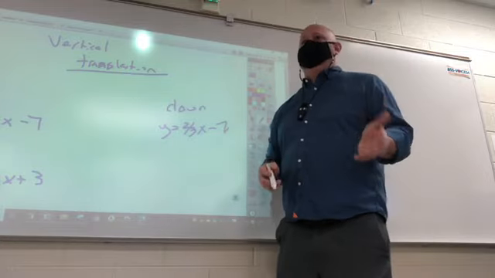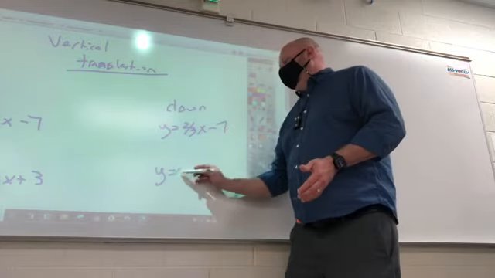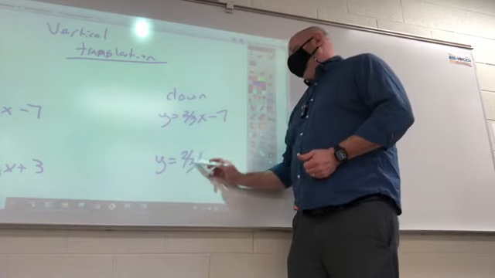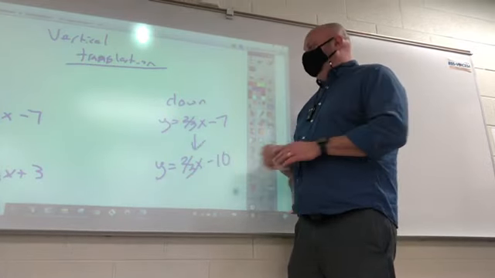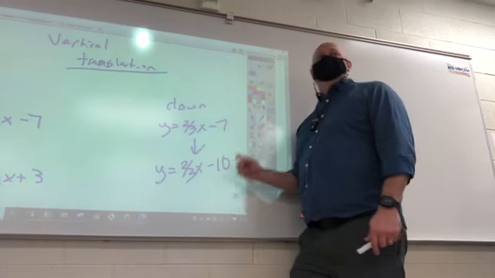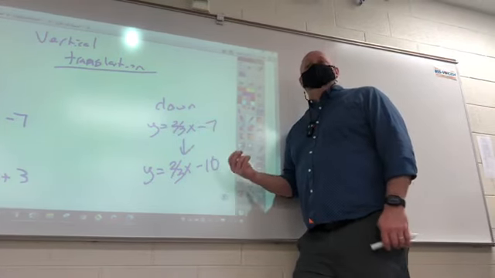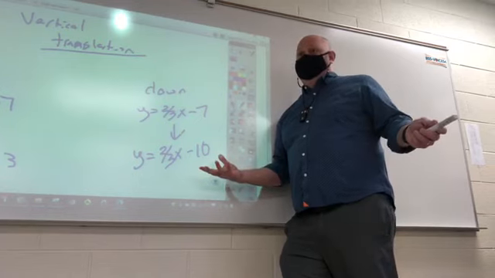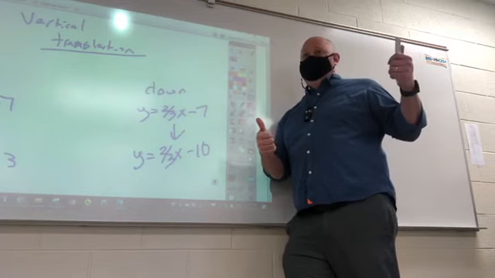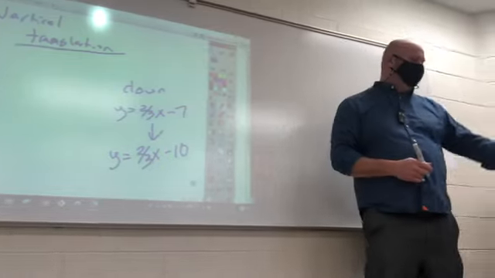would be a new equation? Y equals 2/3 x minus 10. Right? When I move it down, the b value gets smaller. It really is that simple. Easy enough so far? Okay, turn the page.